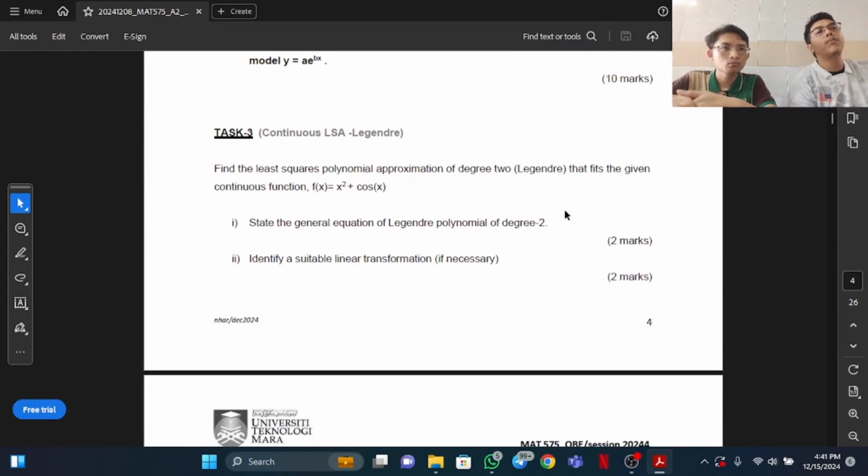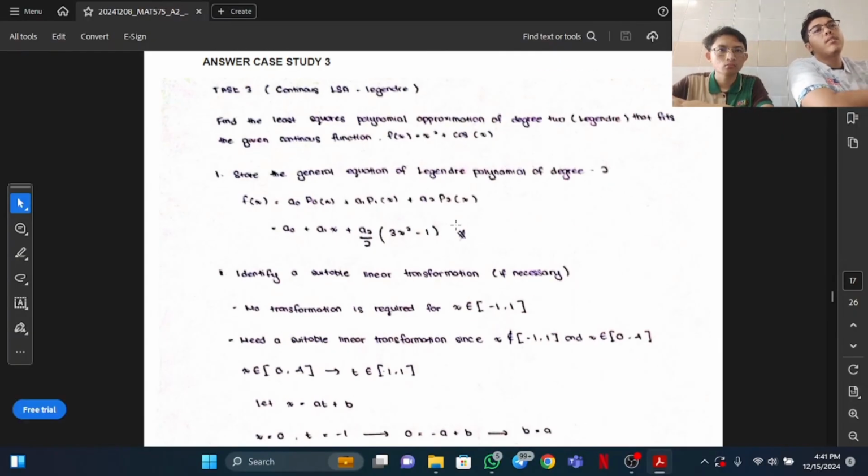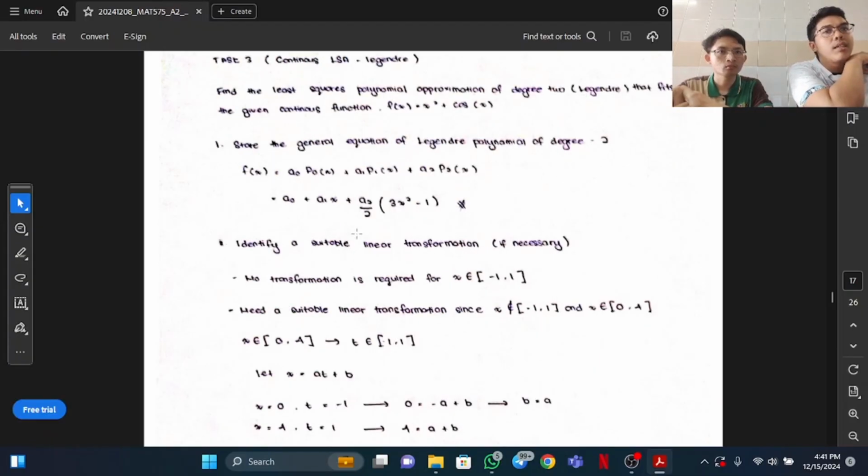And then next, for our case study 3, so the question is asking us to find the least square polynomial approximation of degree 2 that fit the given continuous function of x squared plus cos x. Is to state the general equation Legendre polynomial of degree 2. So from this formula we get the fx is equal to a naught p naught x plus a1 p1x and a2 p2x, which is p naught x is equal to 1 and p1x is equal to x, and p2x is equal to 1 over 2 multiply 3x squared minus 1. So we get this final answer.